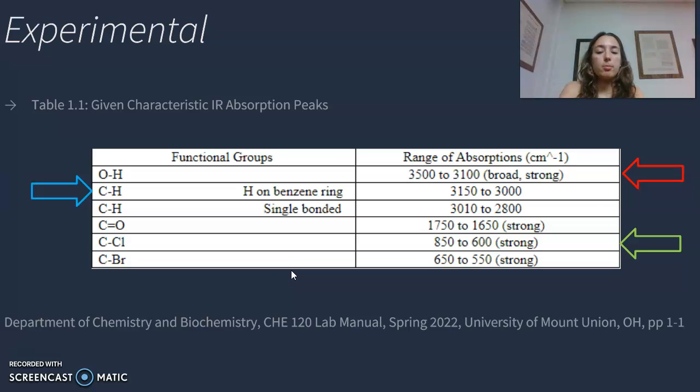So this first table was given to us in the chemistry manual, and you can see there are three different colors of functional groups that were present in my IR absorption scan. So the first is the CH single bond, then the OH bond, and then the CCl bond.